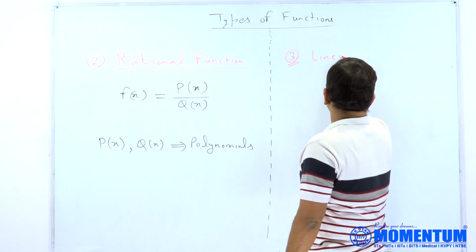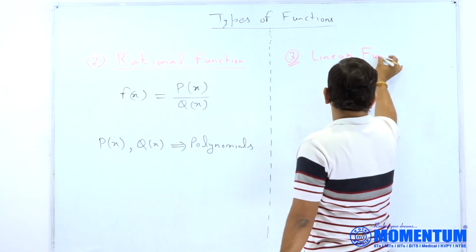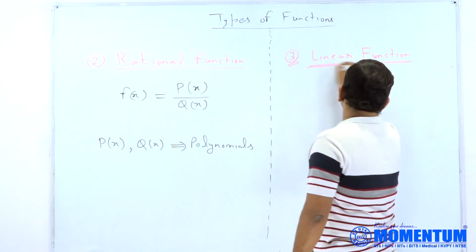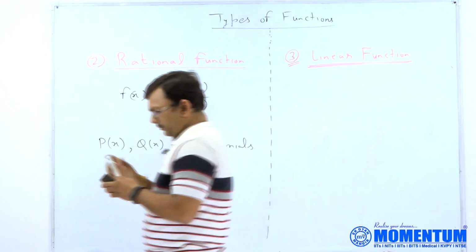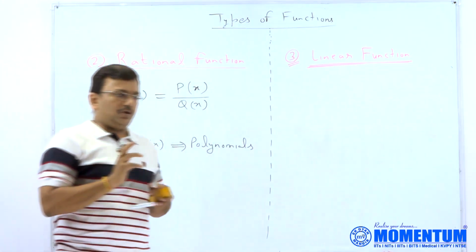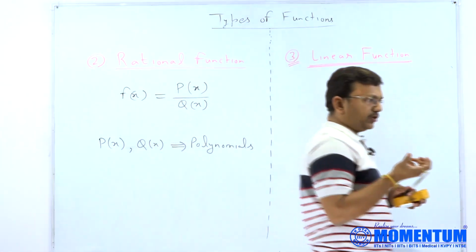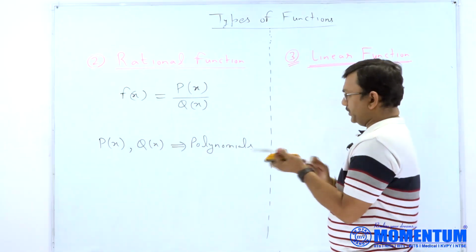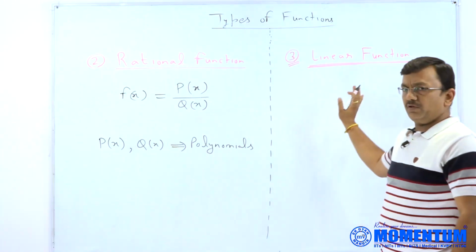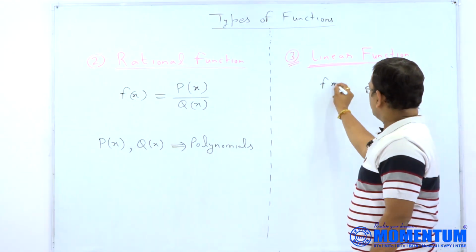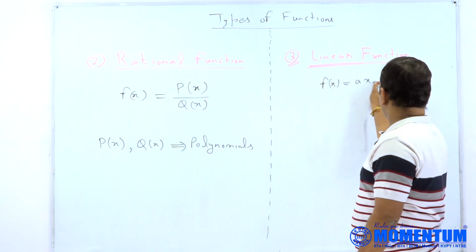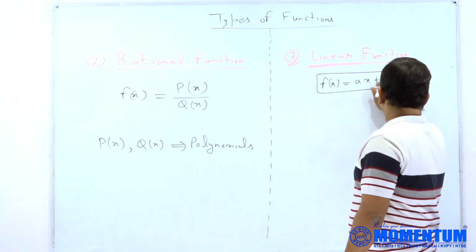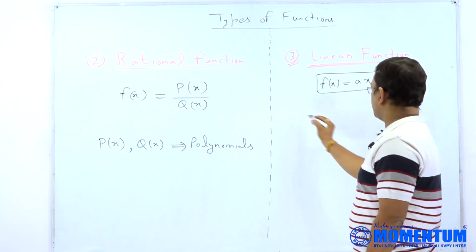Number 3 is linear function. We can also say linear function is a type of polynomial because the least polynomial will be linear. But especially I am taking this one just to remember graph. We will draw some graph here. So linear function is f of x is equal to ax plus b.